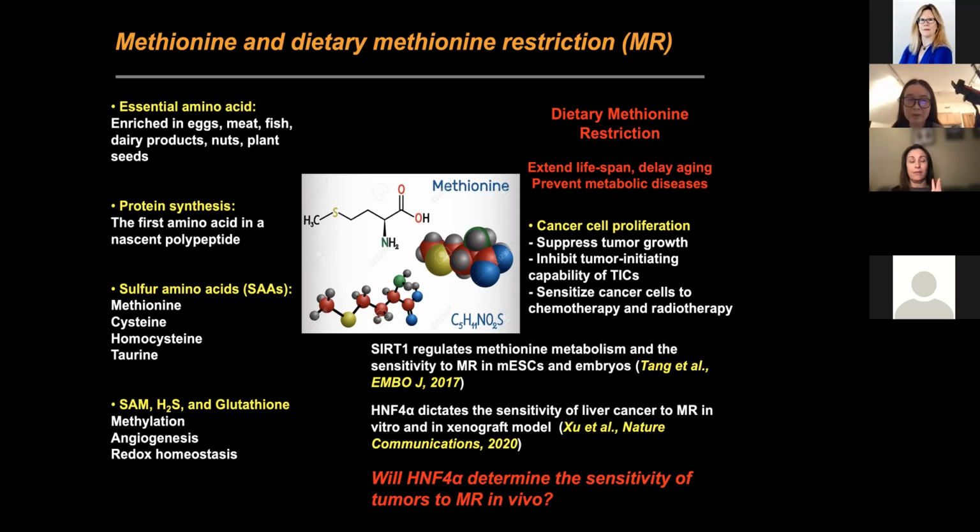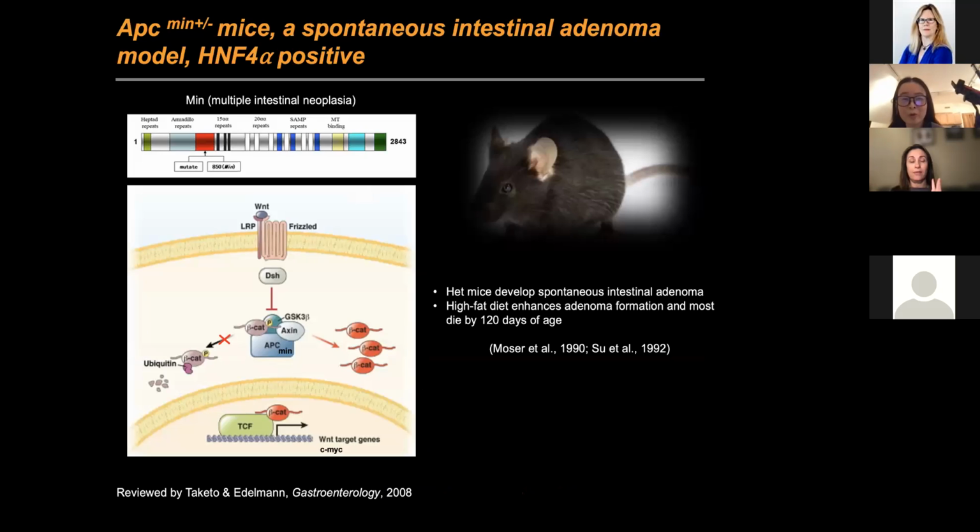To test this hypothesis, we used an HNF4 alpha positive cancer model, that is the APC min mice. I think many of you must know that APC min mice are genetically mutated mice with a mutation in the APC gene. This mutation leads to defective degradation of beta-catenin, therefore inducing expression of a number of oncogenic genes. The heterozygous mice develop spontaneous intestinal adenomas, and these adenomas are sensitive to nutritional manipulation. A high-fat diet can enhance their formation.